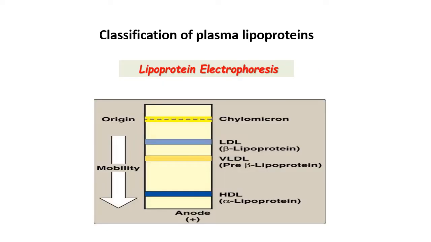Lipoproteins can also be classified based on their mobility during electrophoresis on the agarose gel as alpha, pre-beta, and beta lipoproteins, which correspond to HDL, very low density lipoprotein, and LDL respectively. HDL is the smallest in size, moves faster as you can see in the figure, so high density, smaller weight, longer distance.